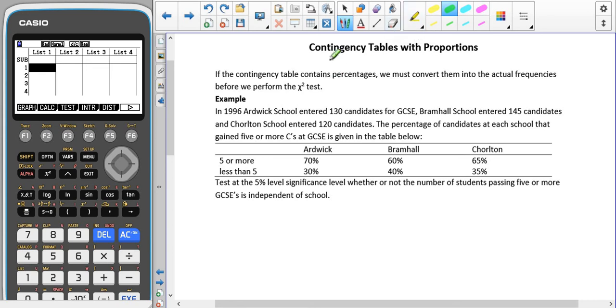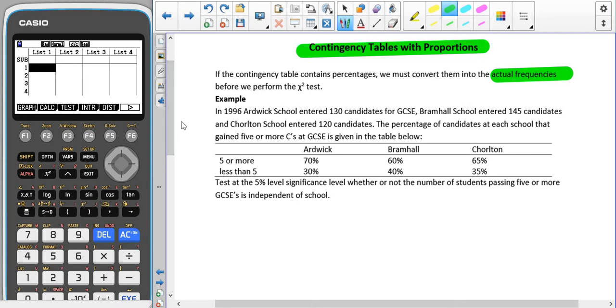So now that we've had a look at chi-squared hypothesis testing when we have frequencies, we're going to have a look at what we have to do if we don't start off with a contingency table with frequencies. So we're looking at contingency tables with proportions. If the contingency table contains percentages, we must first change them into the actual frequencies before we can perform the chi-squared test. So here we have an example.